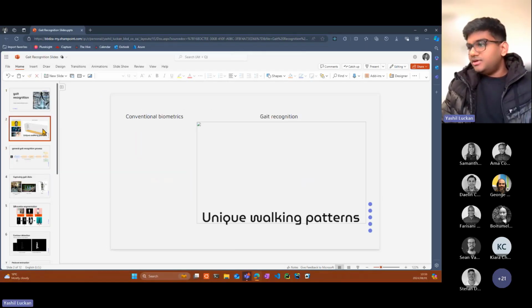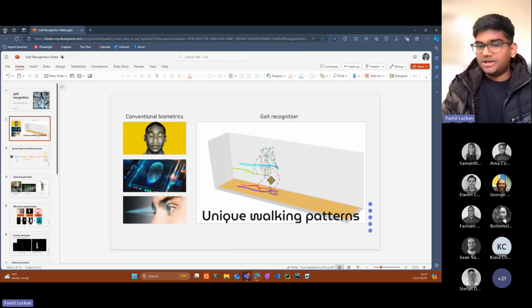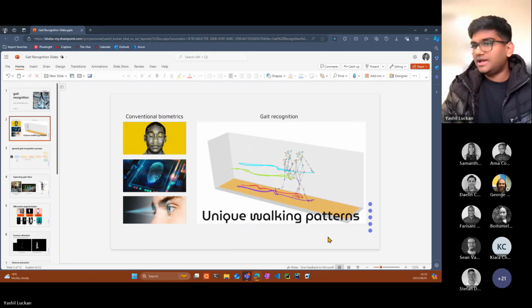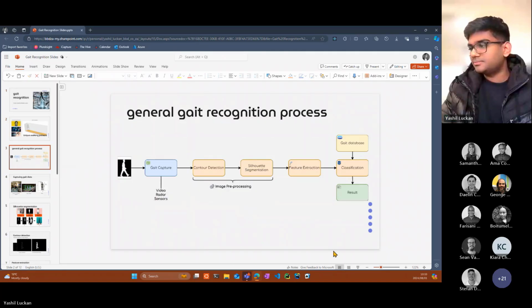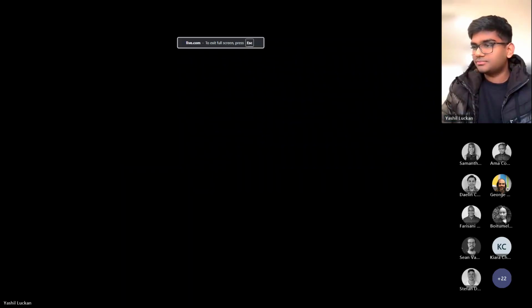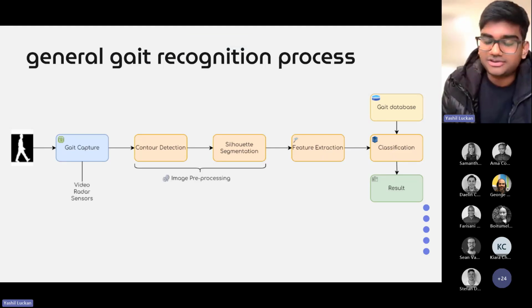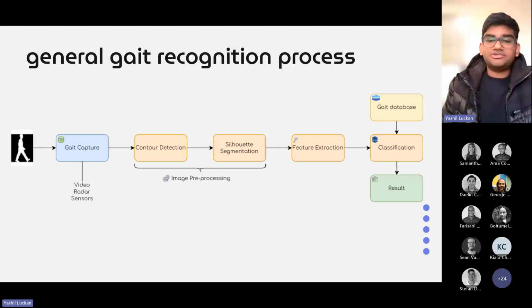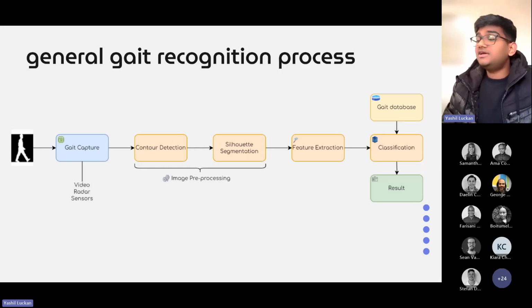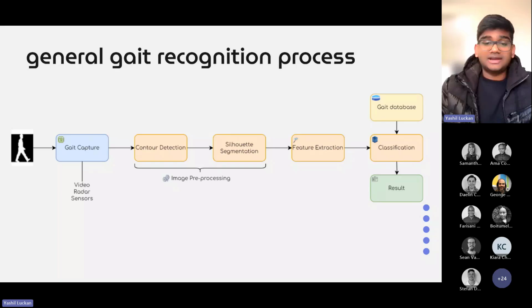So here you can see gait recognition being performed in real time and how it's analyzed. Gait recognition can really be broken down into 5 steps. You have your gait capture step, contour detection, silhouette segmentation, and finally you have feature extraction and classification.